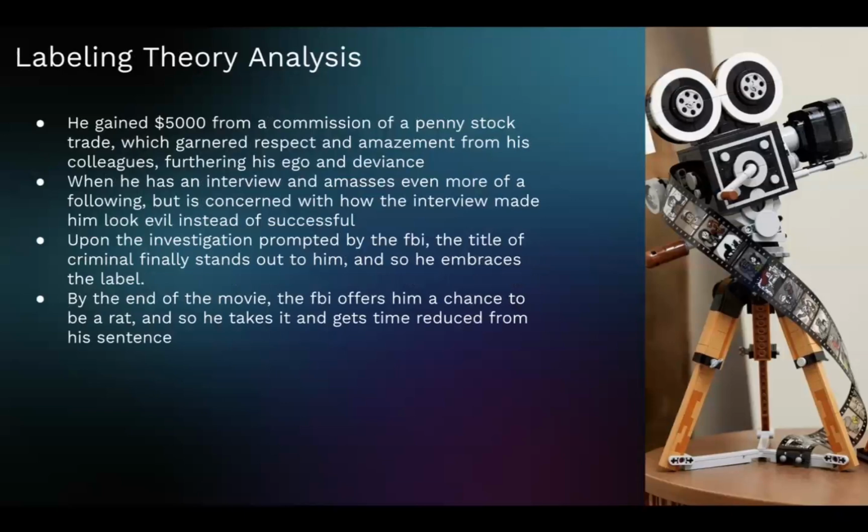Now regarding labeling theory. The first example I found within the movie was when he successfully acquired a $5,000 commission from a penny stock trade, which caused the people around him to look at him with shock and awe. They were amazed by his skills, which fed his ego of being an amazing salesman, which then spiraled into him creating his own business to indulge in his criminal activity even easier, sort of like a butterfly effect.